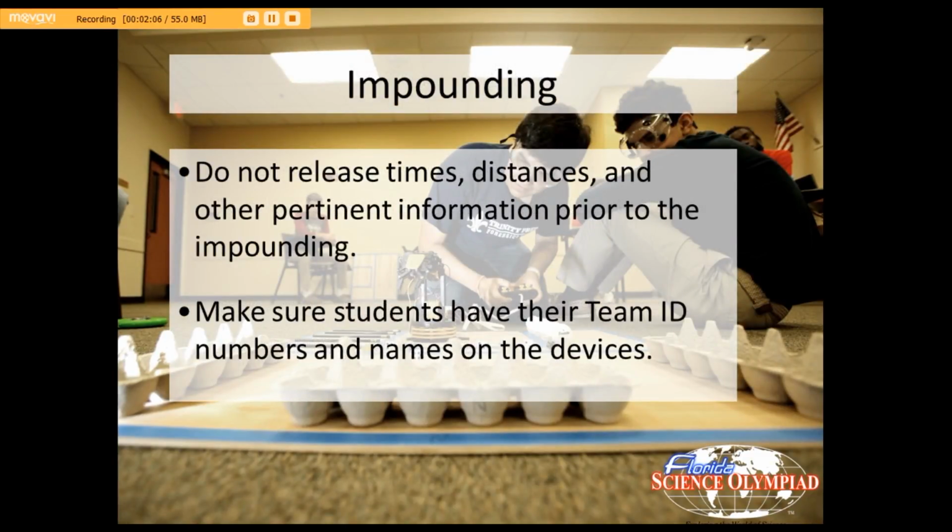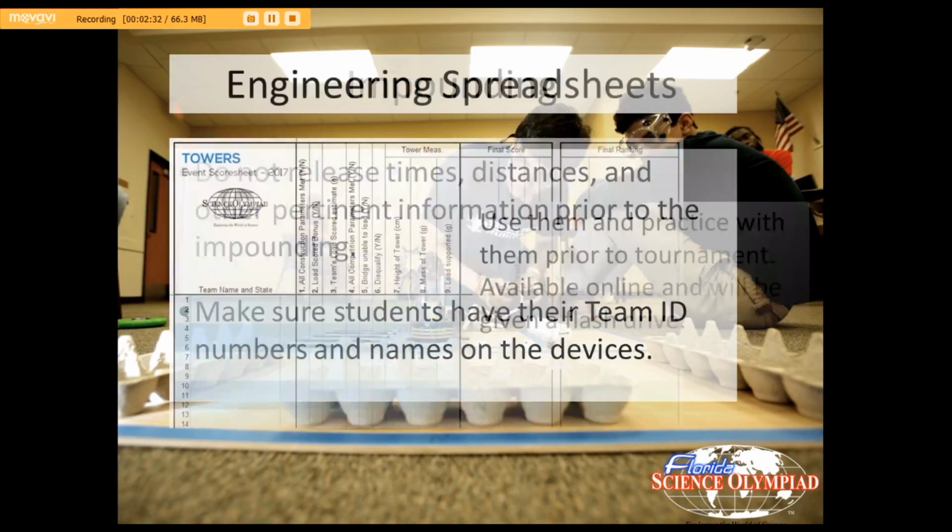So before the impound window closes, do not release any times, distances, or any other information that might be vital for them to tweak their device before they turn it in. Make sure that the distances are released after the impound window, so you'll put up a sign or announce that. Also make sure that they put their team ID and their team names on the device, and that's usually done with permanent marker.